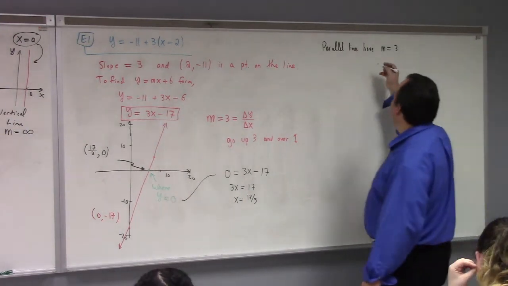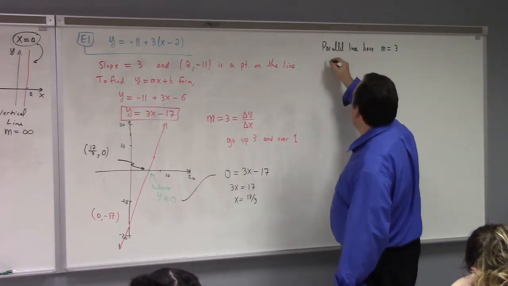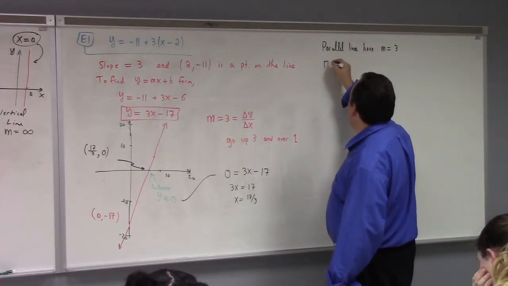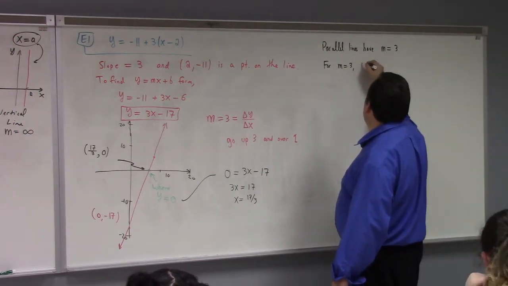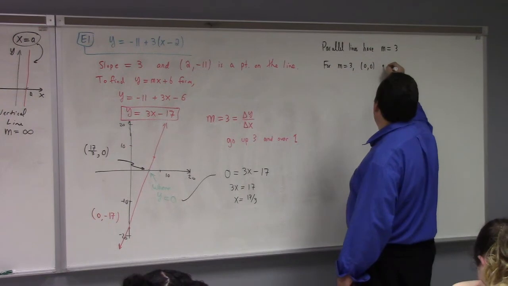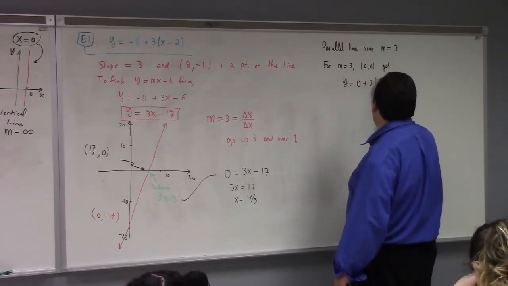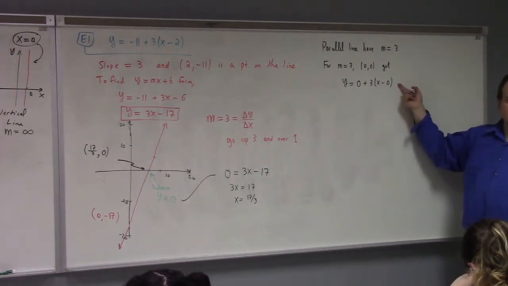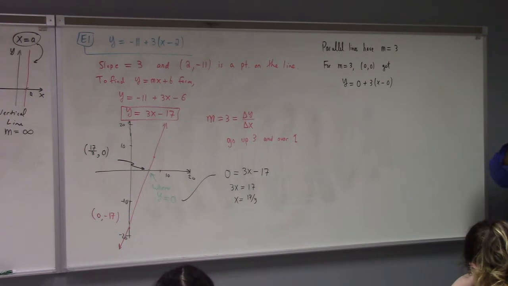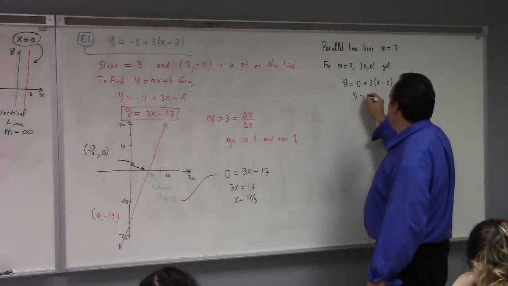0, 0? Okay. So for m equals 3 and the point 0, 0, we get y equals 0 plus 3 times x minus 0. This is point slope, right? And so what we get is y equals 3x.